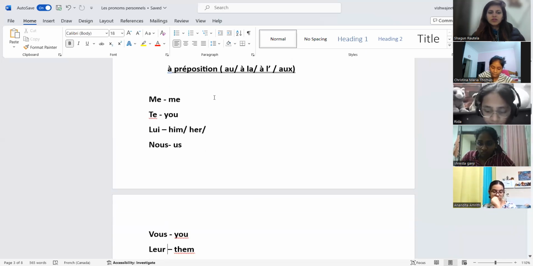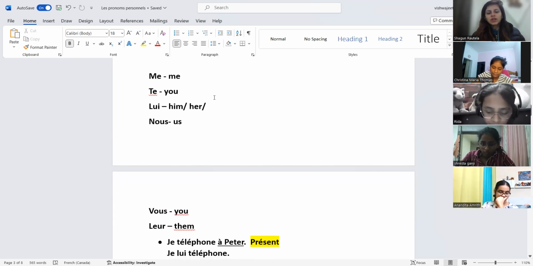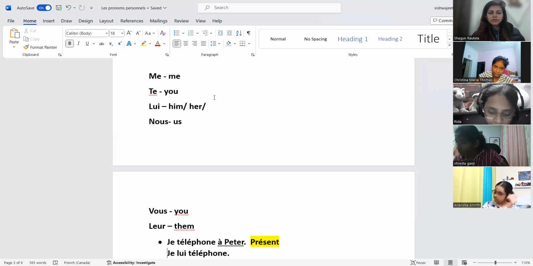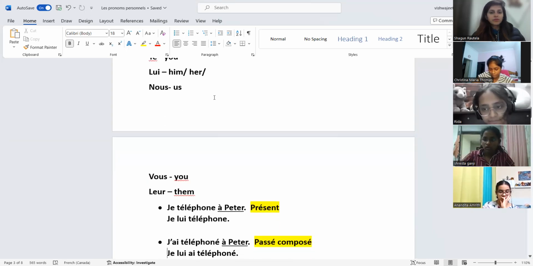So that's the table. Me, te, lui, we have the same word for masculine and feminine. And then it's nous, vous, leur for plural. That's the table. Okay. Then again, we have examples, just like COD, I've given you a few examples, but it will be with a preposition. COD was without, this will be with. Okay, and placement is same.